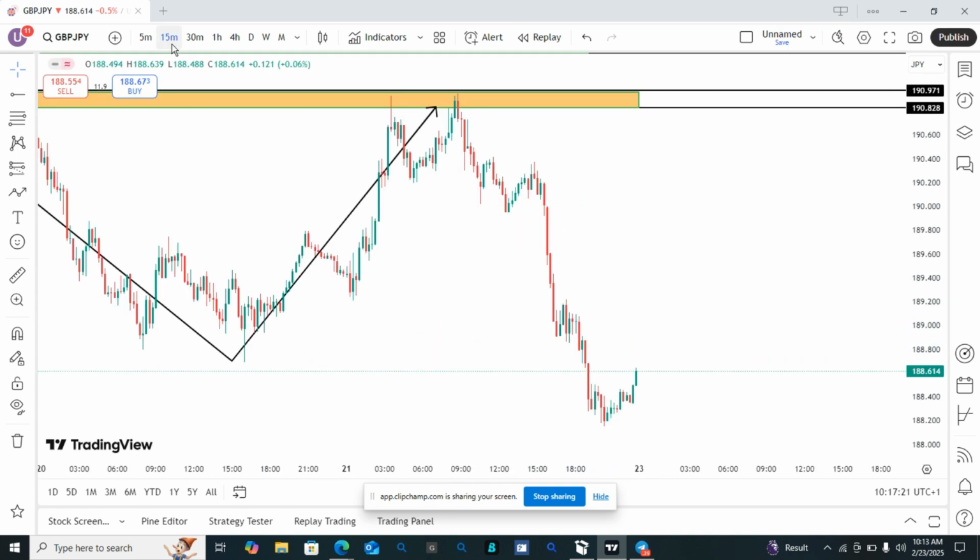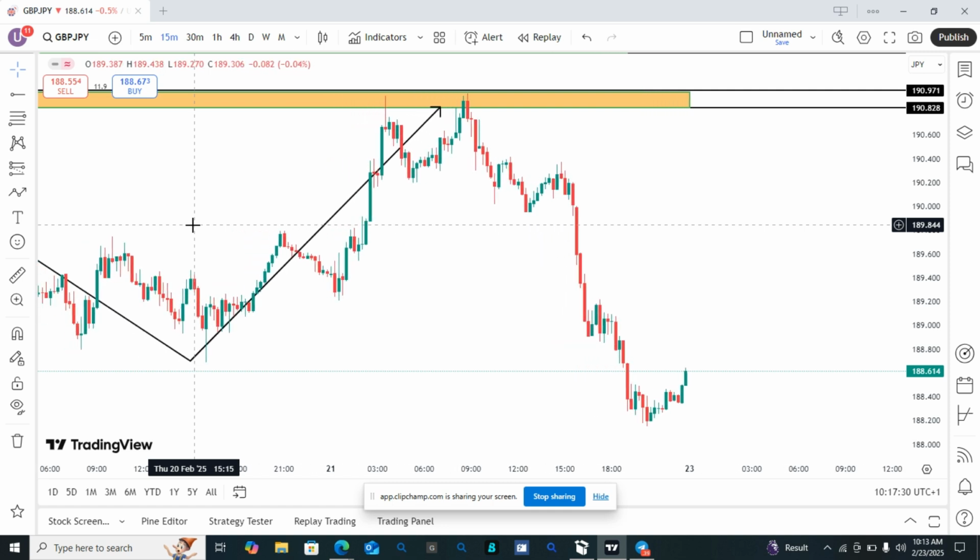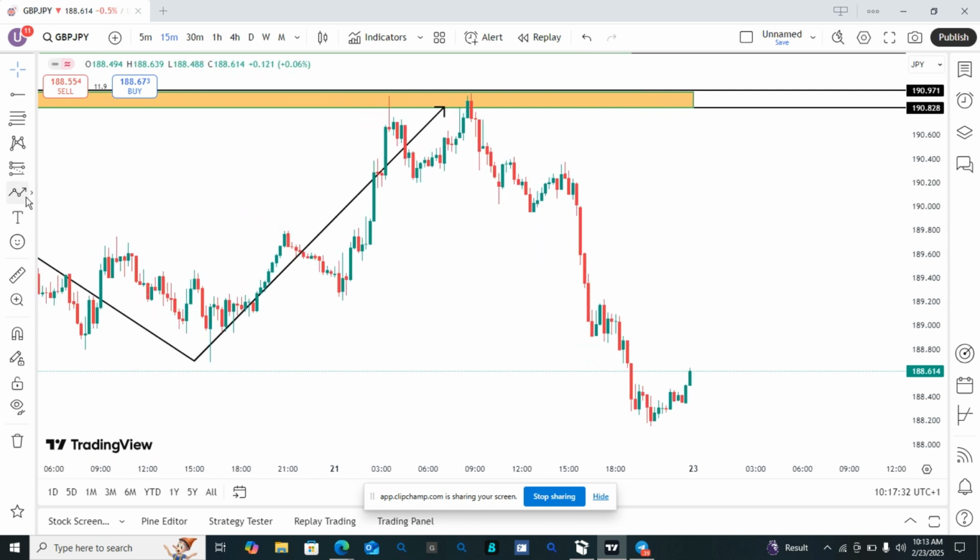All right, so this is the 15 minutes time frame. As you can see clearly on this 15 minutes time frame, this is the retracement that happened on that 4 hour time frame. It started from this zone. You can see it in the 15 minutes time frame.